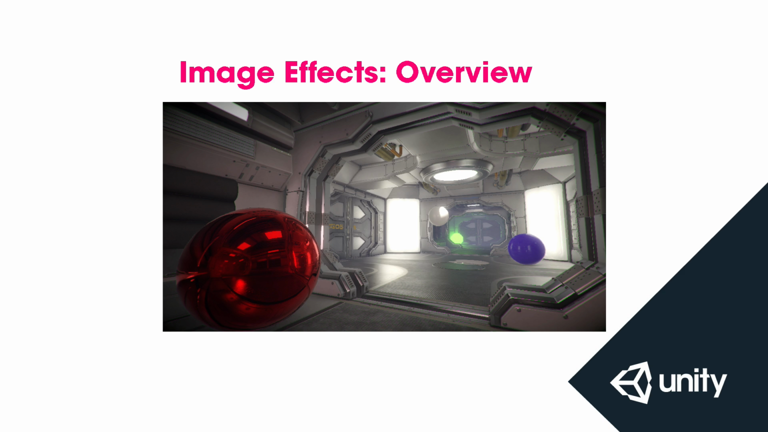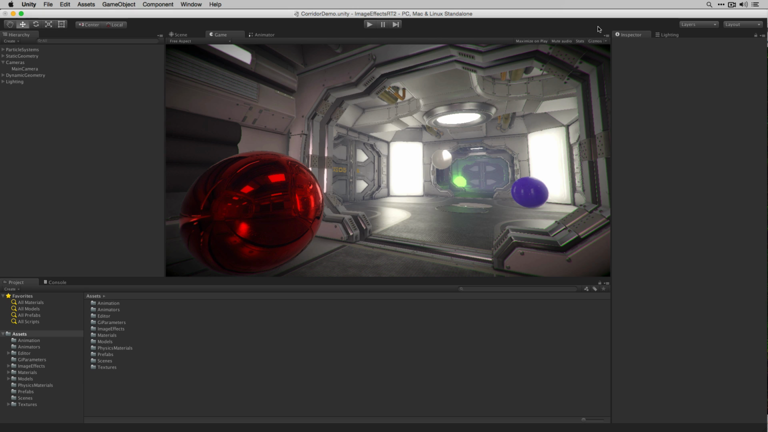So we've got here a new asset. This is the corridor demo created by our excellent artists. And so we're going to be taking a look at this. This is already set up with some image effects on it. So we're going to talk a little bit about what image effects are, and then we're going to turn off some of the image effects that we have and put them back on and replace them and go through all the settings and talk about what they do.